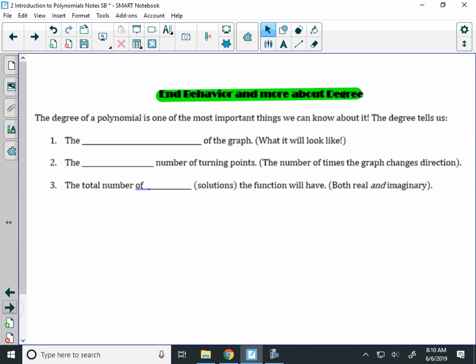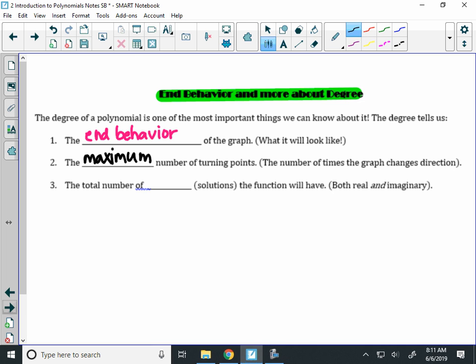All right, hopefully you remember doing those, so we are good to move on to talk a little bit more about what the degree does for us. Degree tells us a lot of things about the polynomial. It tells us, firstly, about the end behavior of the graph. The degree also tells us the maximum number of turning points that a graph has. And finally, it tells us the total number of roots, which are the solutions. We also call those x-intercepts or zeros.